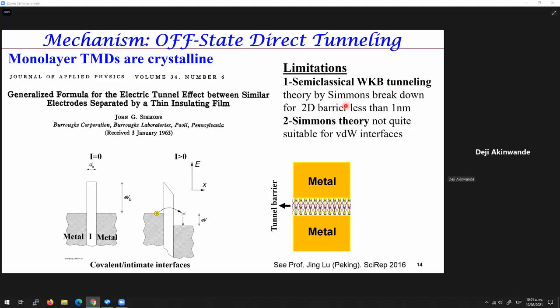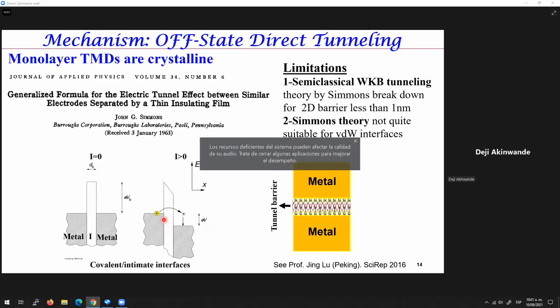The reason is this semi-classical WKB theory completely breaks down for barriers less than 1 nanometer. John Simmons, in fact, mentioned this in his original article, saying the theory he was developing in this paper in 1963 assumes insulating barriers greater than 1 nanometer. When you go to barriers thinner than 1 nanometer, image force corrections are very much important and cannot be neglected, which is the case for thicker barriers.